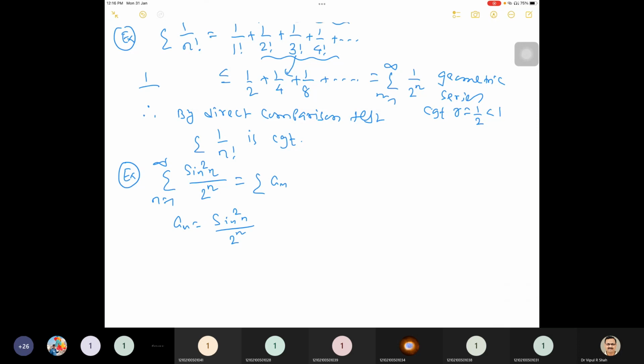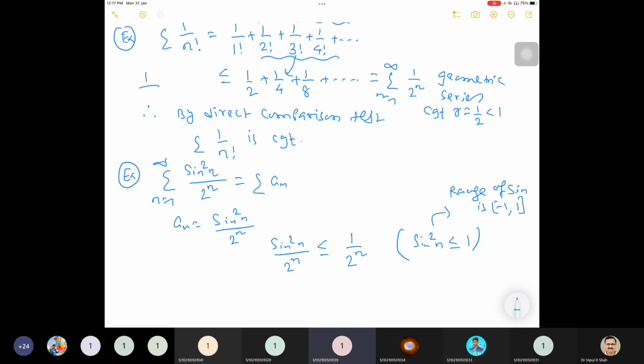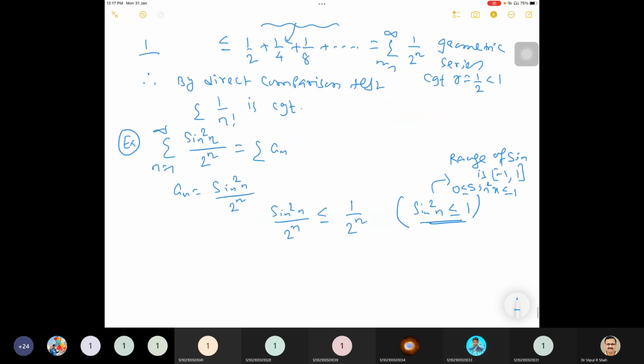Now can you say this sin square n upon 2 power n is less than or equal to 1 upon 2 power n? Yes or no? Because what is the range of sine function? Range of sine is minus 1 to 1. But here you are having sine square. So range of sine square is 0 to 1. Okay, so sine square n is always less than or equal to 1.